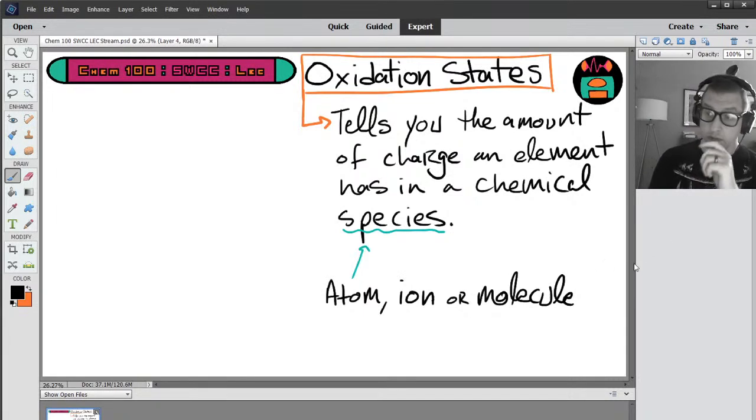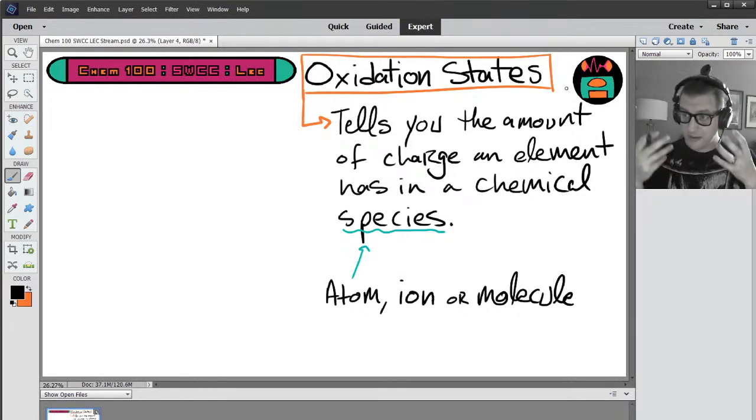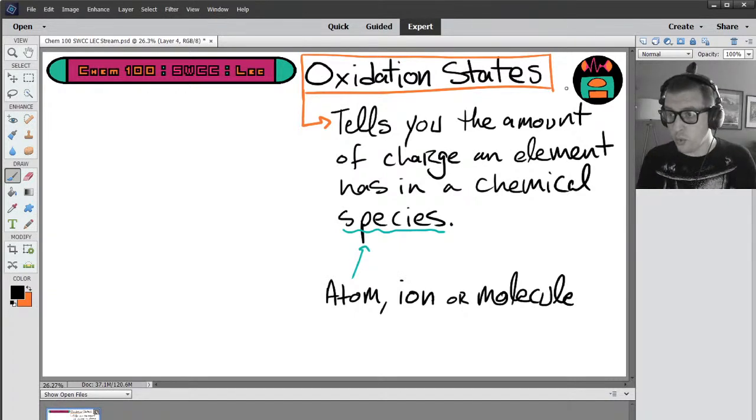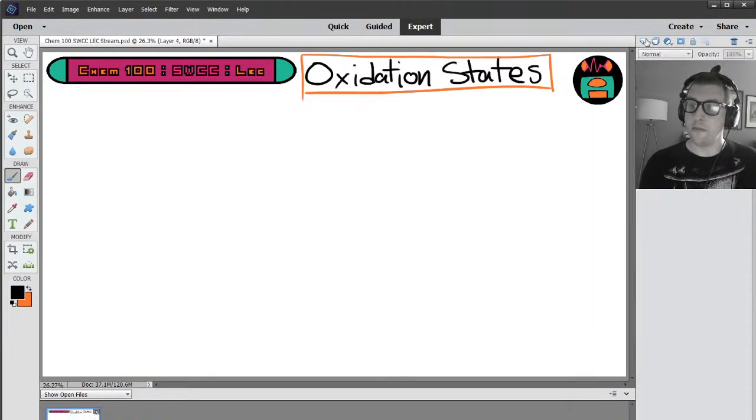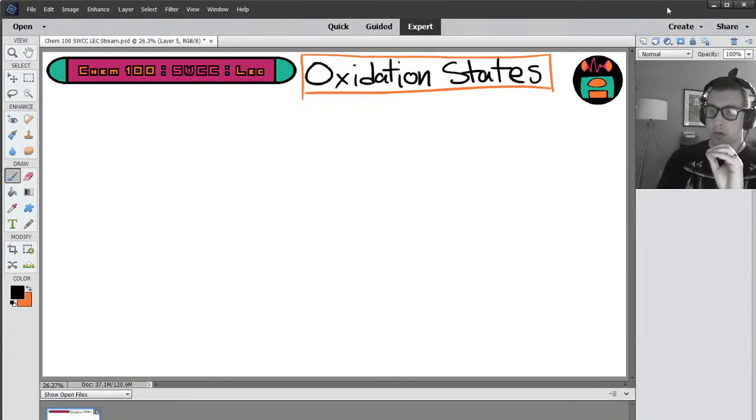All right, now, oxidation states tell you the amount of charge that an element has in a chemical species, even if it's not ionic. So it's a way of figuring out which atoms are electron rich, have a lot of electrons in a given species, and which ones are electron poor, which have a lack of electrons. The oxidation states will tell us that. Now, I'm going to give you four steps to assigning oxidation states.